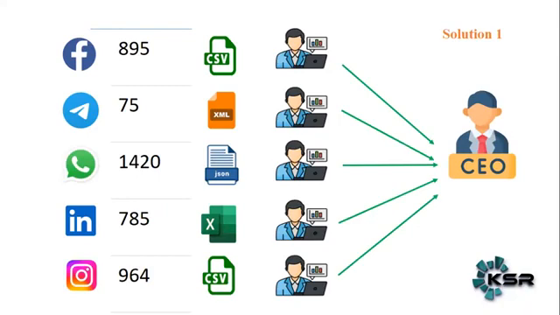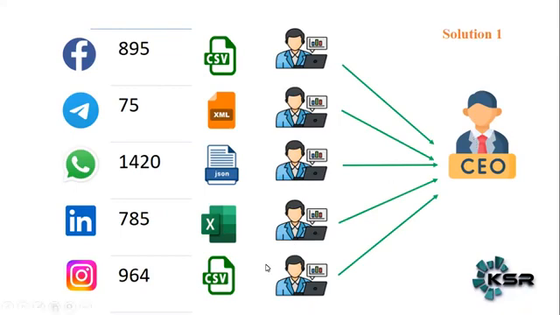Okay. Facebook has got 895 leads, Twitter 75, WhatsApp 1420, LinkedIn 785, and Instagram 964.